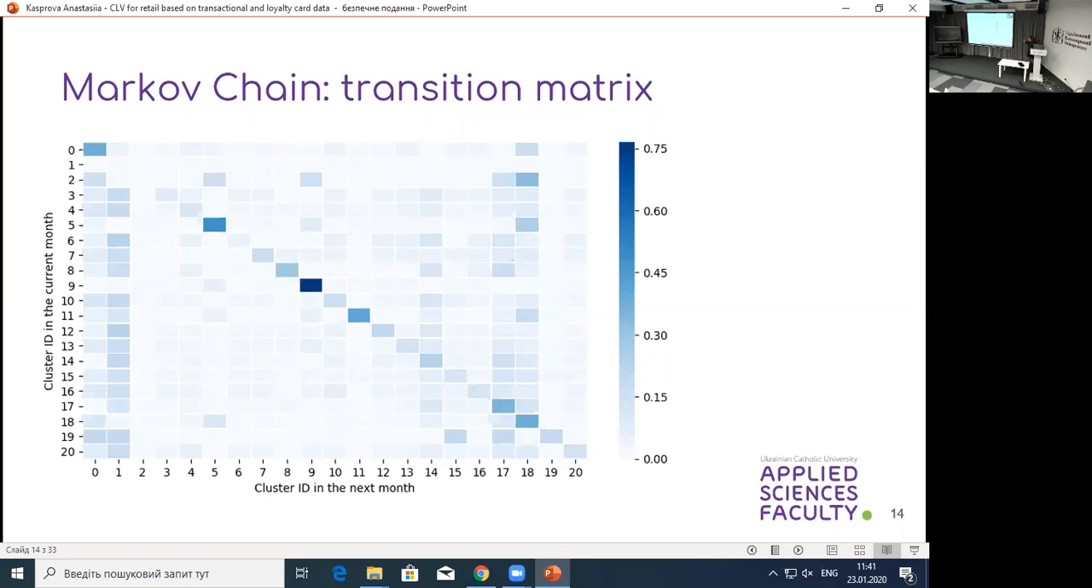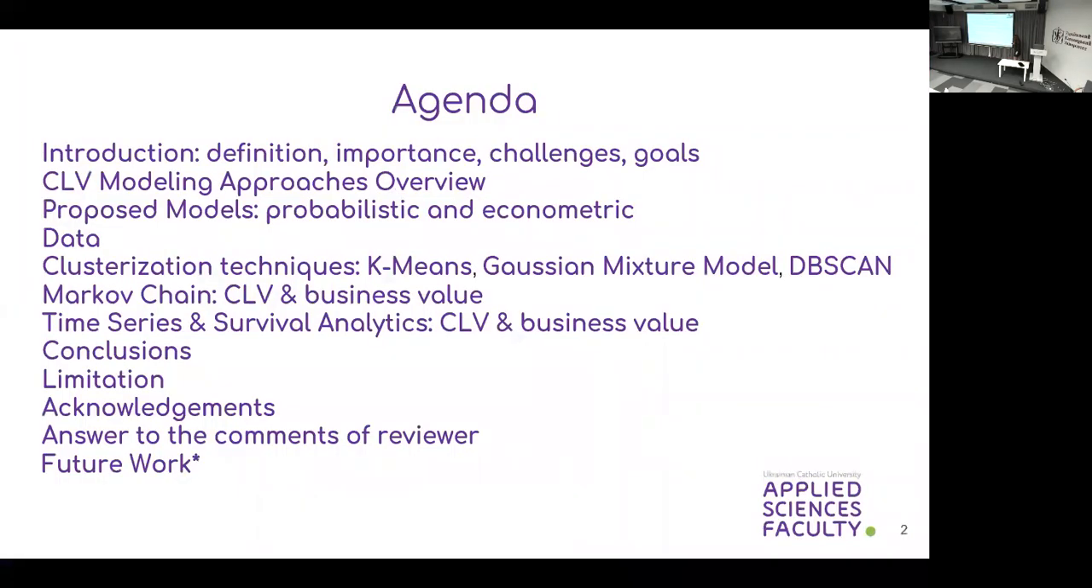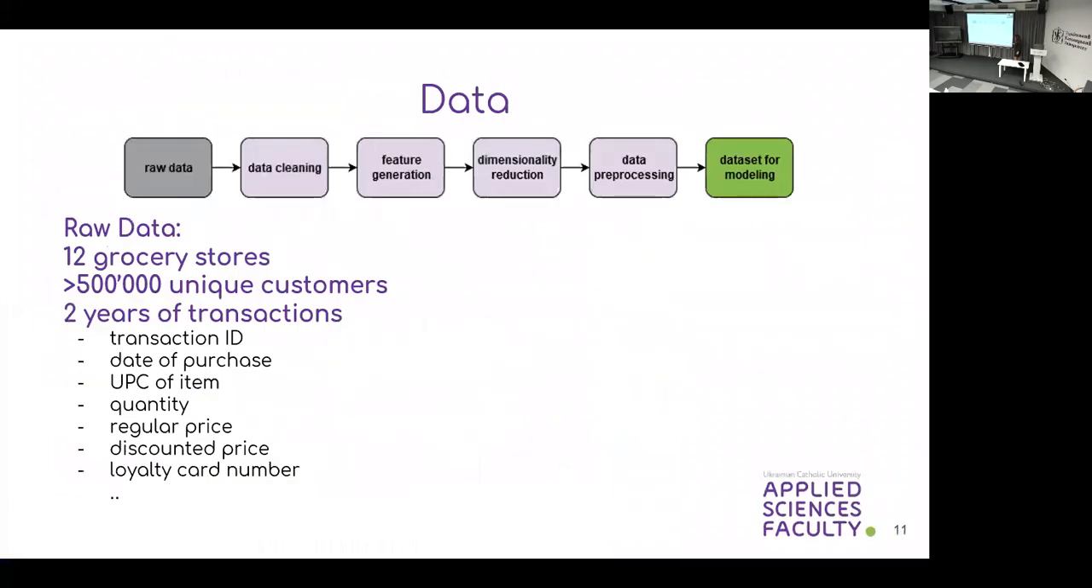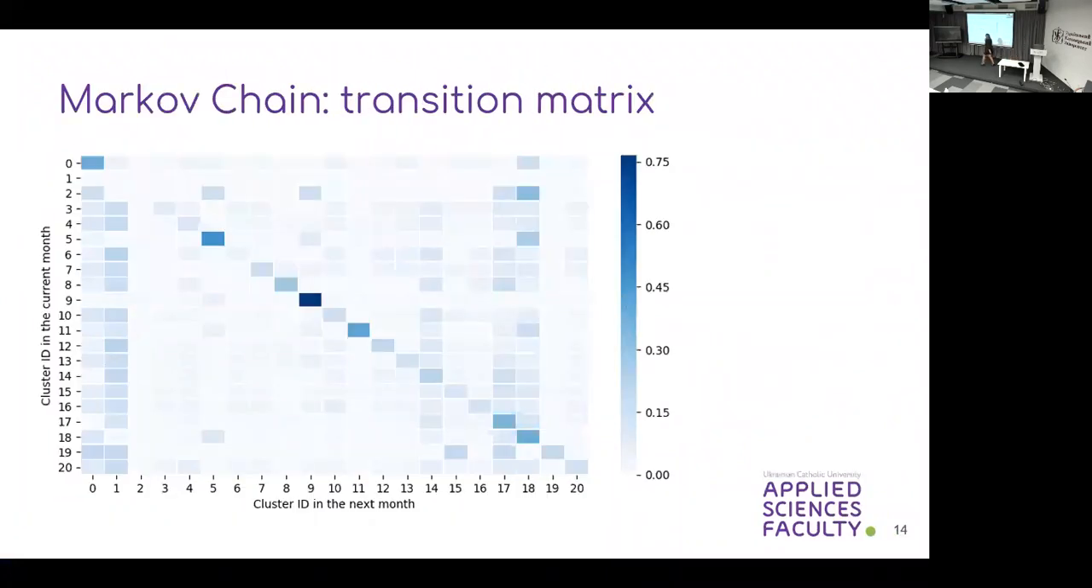From this matrix we can see the proportion, the probability to come from that cluster to this one. Let's say the probability to come to Churners. If you check, for instance, this column, we will see the probability of this cluster to come to Churners in the next month.